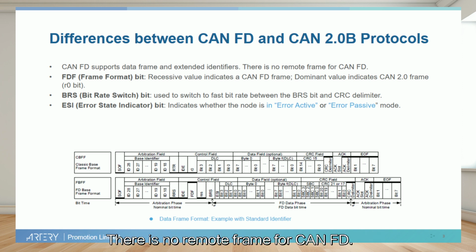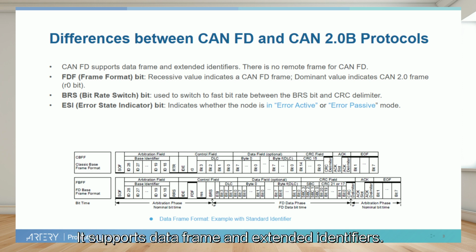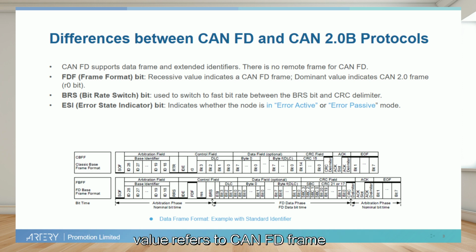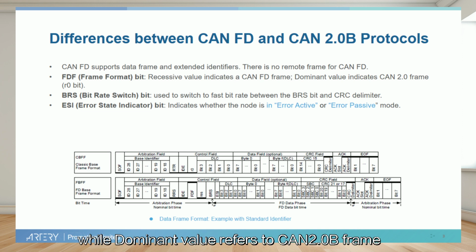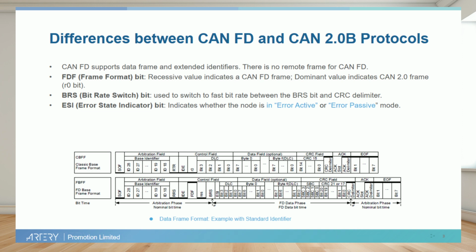There is no remote frame for CAN FD. It supports data frame and extended identifiers. FD-F bit, FD frame format indicator: recessive value refers to CAN FD frame, while dominant value refers to CAN 2.0B frame, or 0-bit in CAN 2.0B.